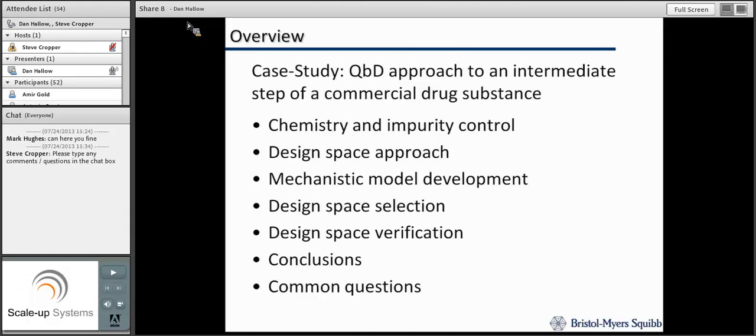Our development of the mechanistic model, which is really where the heart of where DynoChem was employed, our design space selection and verification process, some conclusions, and then I'll wrap it up with some common questions that we received as we have presented this in a number of different forums.